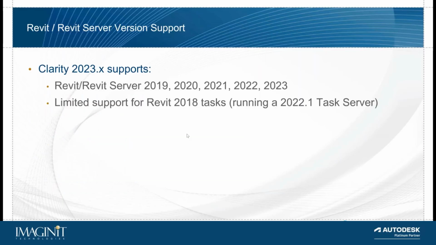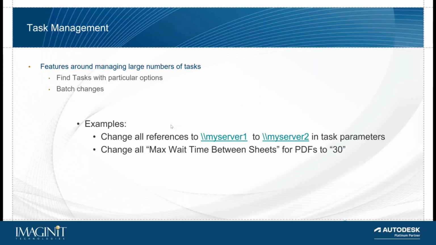Clarity 2023.1, just like Clarity 2023.0, both support Revit and Revit Server 2019 through 2023, with limited support for Revit 2018 tasks running on a 2022.1 task server that you leave behind. You can still connect that older task server up to the newest Clarity host. So that's still our same version support, still unchanged.